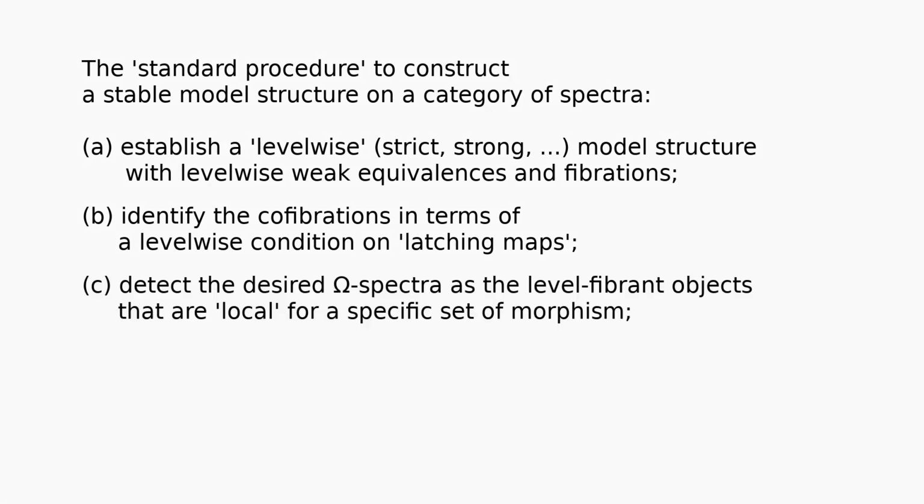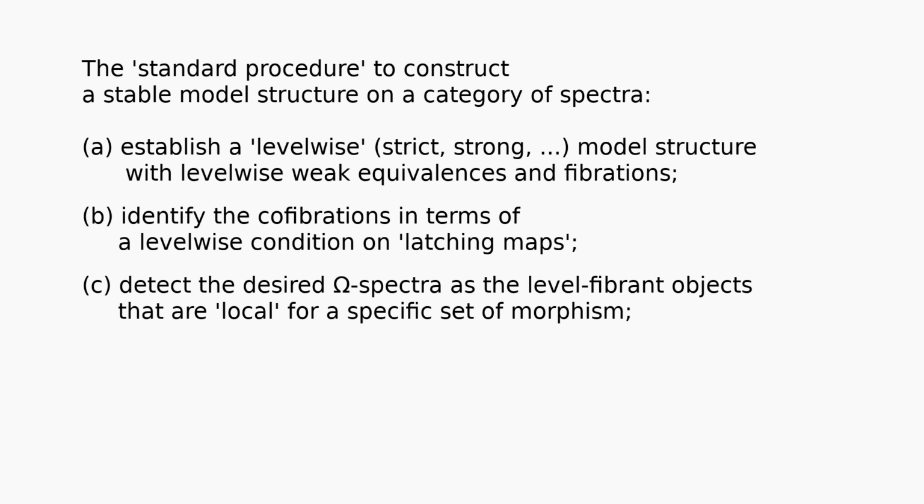In the third step, you have to make an educated guess about the kind of omega spectra that should come up in the particular context. So this would be the non-equivariant omega spectra or equivariant omega spectra, or in our context, there'll be global omega spectra. You then have to characterize the omega spectrum condition in terms of some locality, so you have to find suitable morphisms such that when you map out of them, this detects omega spectra.